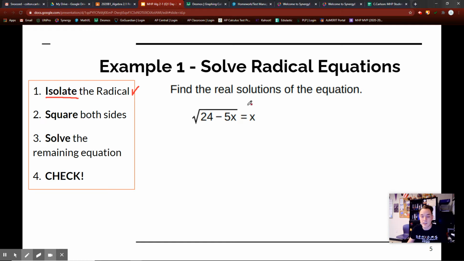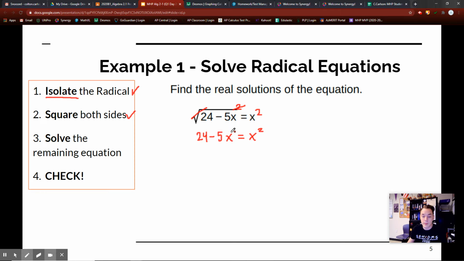Now we want to square both sides. What's going to happen here is the square root and the square go away, so I'm left with 24 minus 5x equals x squared. Now I want to solve the remaining equation. Well, you have a square here, and you should be able to recognize that this looks extremely similar to a quadratic equation.